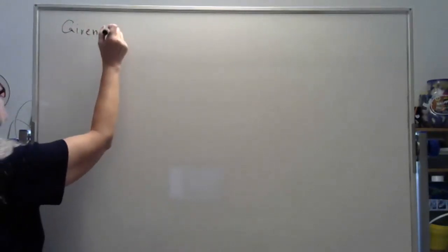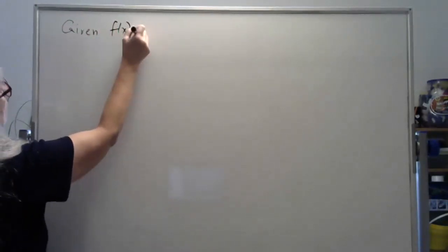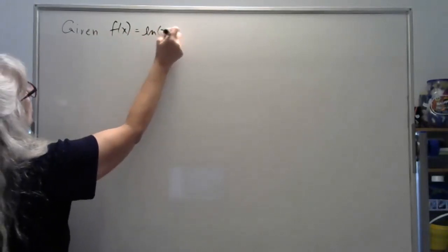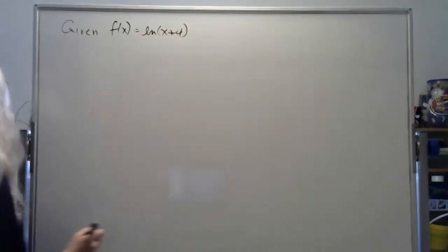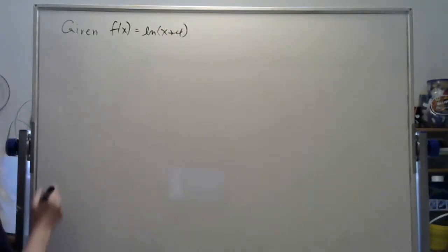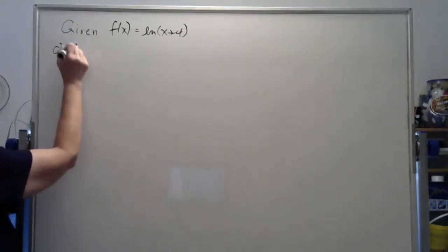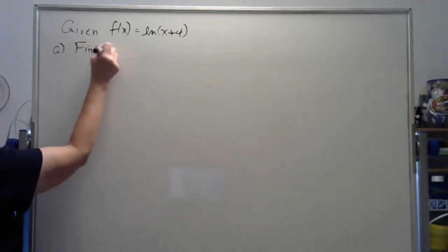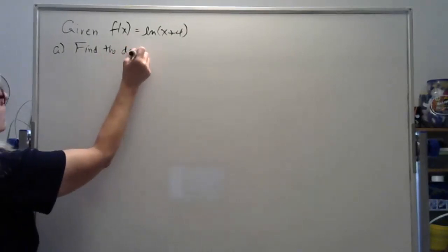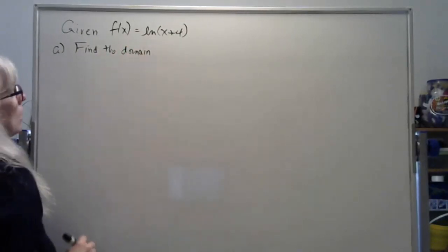Okay, so given f of x is equal to the natural log of x plus 4. Part A, we want to find the domain. It's a long problem. It's got multiple parts. Okay, let's find the domain.